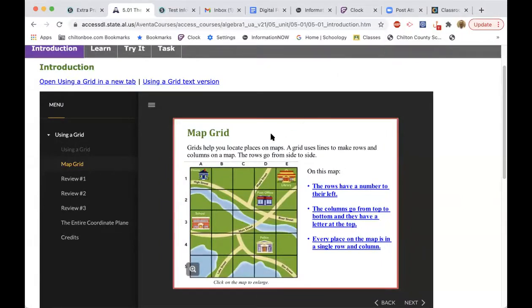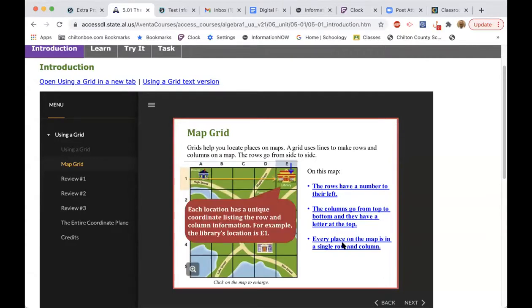Let's look at the map grid. The difference between this and the one I just showed you, which had 4 quadrants, is that this one just has 1 quadrant, so everything is positive. On this particular one, the rows have a number to the left, 1 through 5. The columns have letter names A through E going left to right. And every place on the map is in a single row and column.